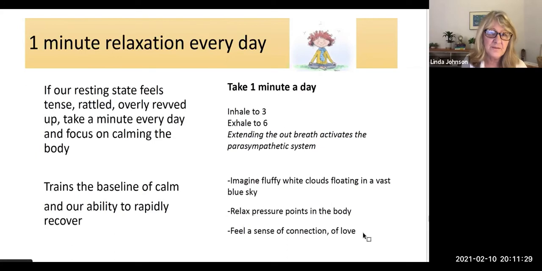So let's take a breath in, two, three, and now we're gonna exhale to six, two, three, four, five, six, and imagine vast spaciousness in your mind. Breathing in, two, three, and now we're going to exhale, let go to six, relaxing the space between our eyes, relaxing our shoulders, relaxing our jaw, and relaxing our diaphragm.